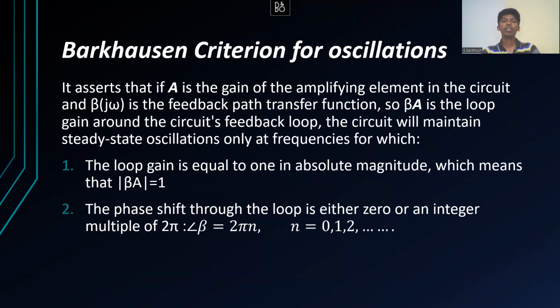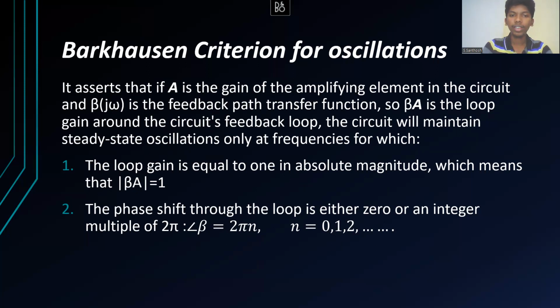And now we'll see about Barkhausen criterion for oscillations. This Barkhausen criterion is something that any oscillator circuit needs to satisfy, or they need to have all these criteria present in them so that they provide undamped oscillations. So the first thing is that you need to have a gain, that is beta A, equal to 1. And then you need to have a phase shift through the loop that is either 0 or an integer multiple of 2 pi n. As you can see over here, those are the 2 points given.